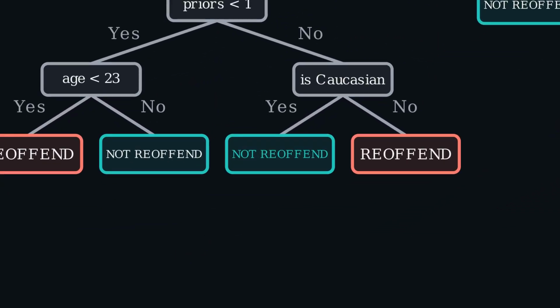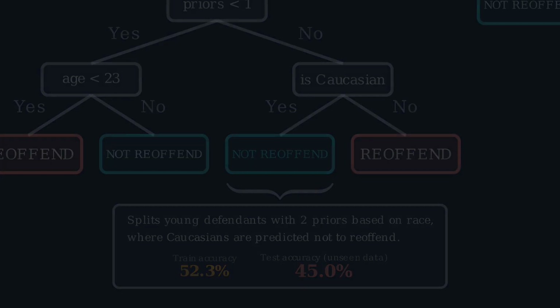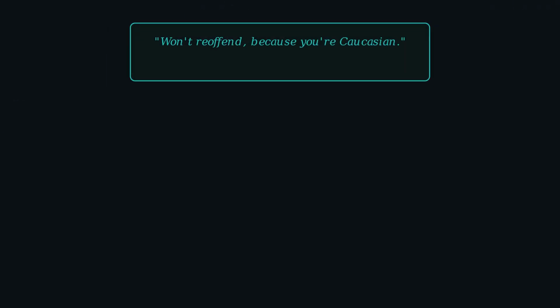It splits young defendants with 2 priors based on race, where Caucasians are predicted not to reoffend. On training data, its accuracy is 52%, barely better than a coin flip. On data it hasn't seen, it drops even further, just 45%. That's not a fluke you can write off.